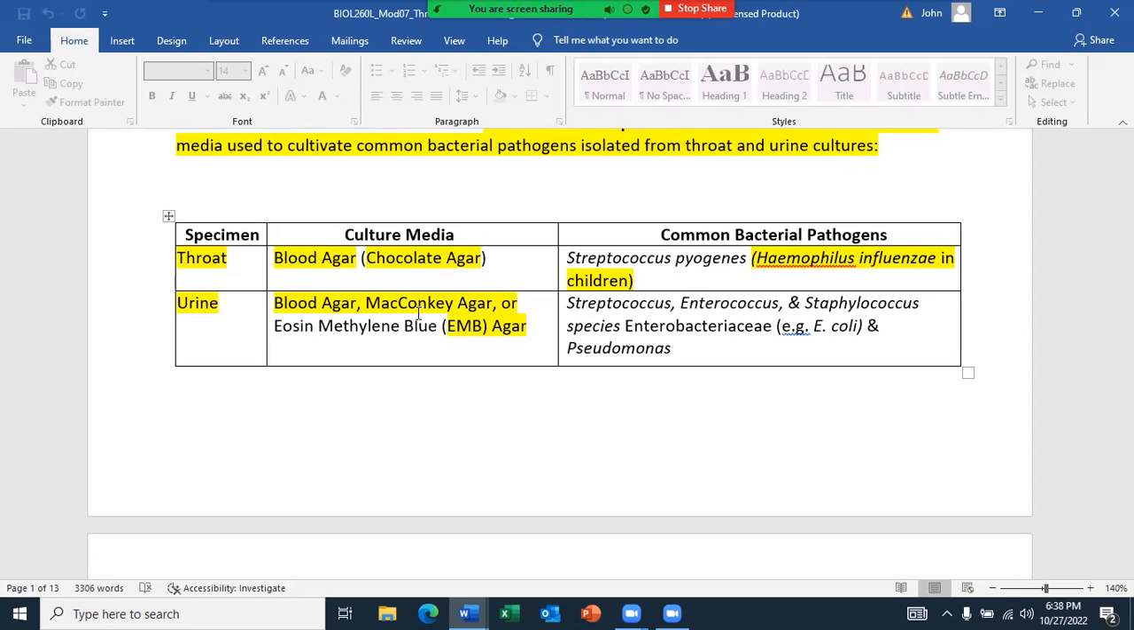And blood agar, specifically for Streptococcus pyogenes. And then the second is chocolate agar, which is for Haemophilus influenzae, which is primarily seen or mainly seen in small children and infants.